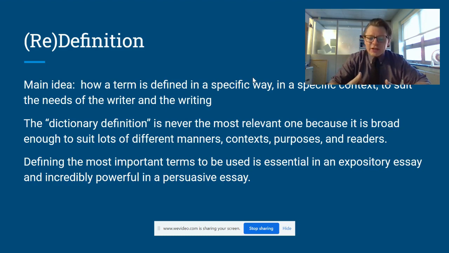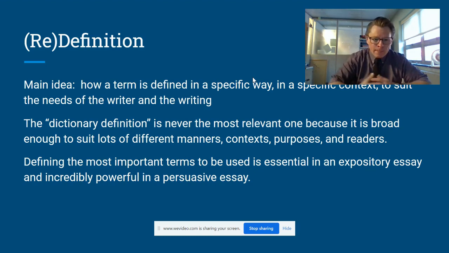The dictionary definition is therefore never the most relevant one because it's broad enough to suit lots of different manners and contexts and purposes and readers. You've all seen dictionary definitions, although honestly, we might as well call them Google definitions now because that's how we're looking things up. Either way, they're structured in a way where pretty much whoever you are, the definition is something that you would understand and agree with. That's just fine. But if we're doing a piece of writing, the context is always far more specific. We're never writing for anyone who could possibly read something. We've always got to have a better understanding of exactly who it is that we're working to suit through the writing that we produce.